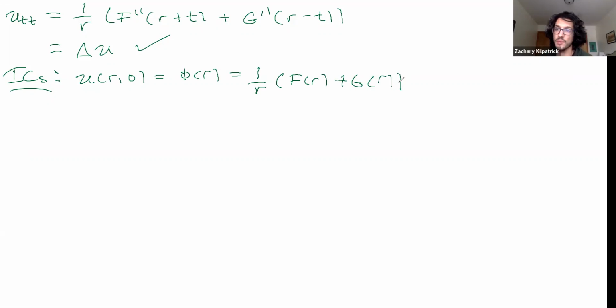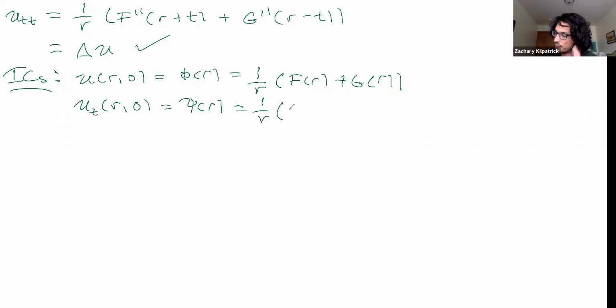This is sort of like the one that we did in recitation last week, right? Now we have a formula that relates F and G to phi. I think we also did this for another quarter plane problem in maybe the recorded lecture. And then U sub t, R of 0, is going to be psi of R. So that's going to be 1 over R.